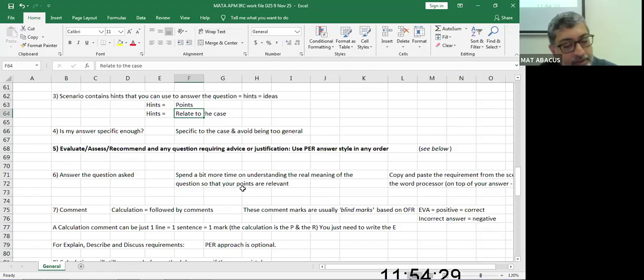Is this an evaluation? Is it an assessment? Is it a recommend? Or are they asking for a suggestion? Is there an explanation part of it? Is there a calculation part of it? Basically, dissecting the question. So spend a bit more time on understanding the real meaning of the question so that your points are relevant. Remember, if you're supposed to give 5 ideas, develop 5 ideas, and you did not understand the question, and you give 5 ideas and they're all irrelevant, you still score 0 or maximum 1 for the theory maybe.